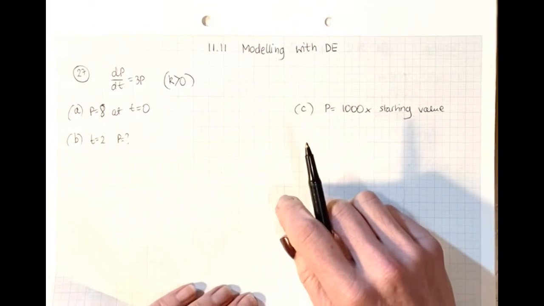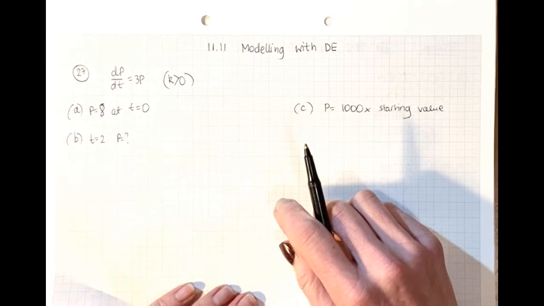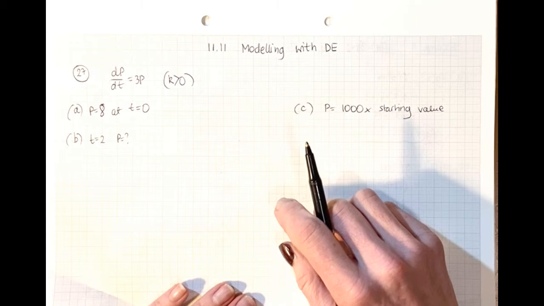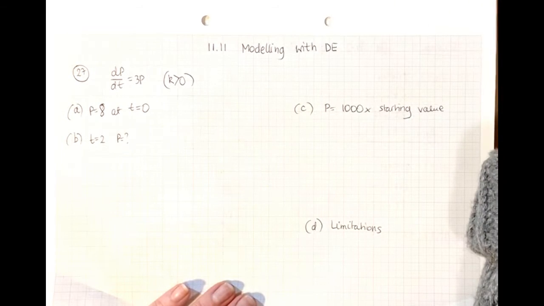Okay, section 11.11, modeling with differential equations. So here we are going to return to some of the problems that you set up in the rates of change section of the differentiation chapter earlier on in the year. So let's start with example 27.